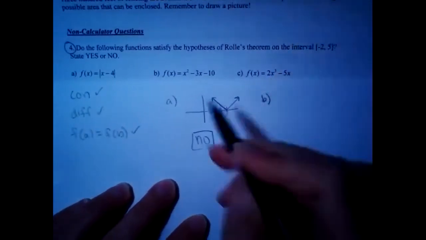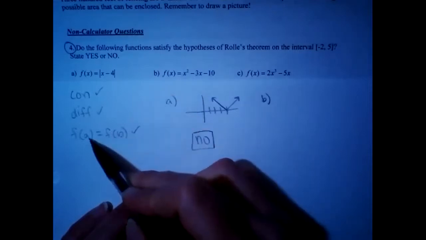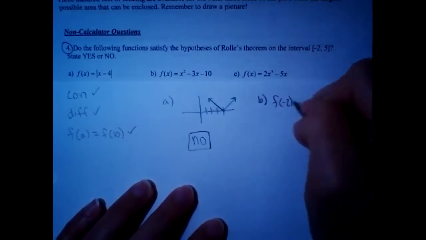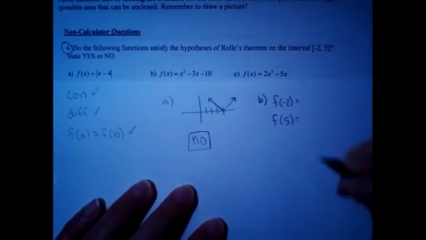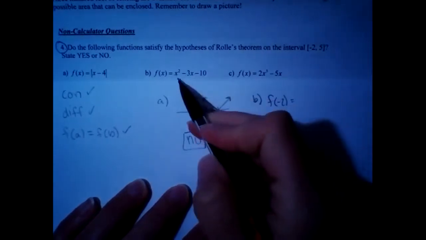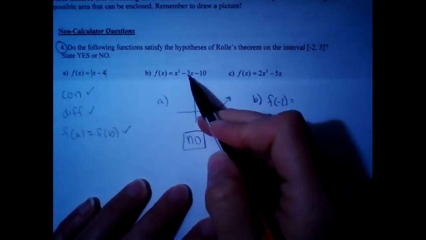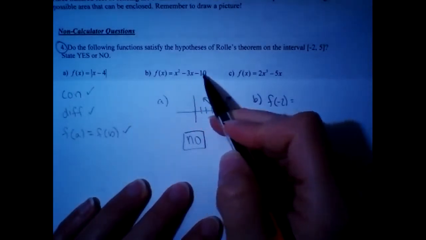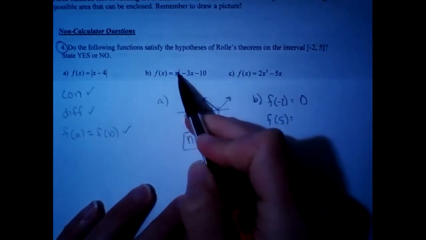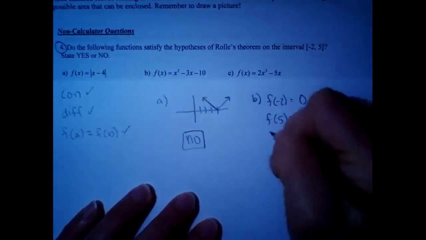All right, letter B. This is a parabola, so that's continuous and differentiable. We just need to see if we start and end at the same place. So I'm going to plug in -2, and I'm going to plug in 5. And it doesn't matter what they come out to. They just have to be the same thing. So let's see. -2 squared would be 4. -2 times -3 would be 6. So 4 plus 6 is 10, minus 10 is 0. And if you plug in 5, that's going to be 25 minus 15 minus 10, which would be 0. So yes.